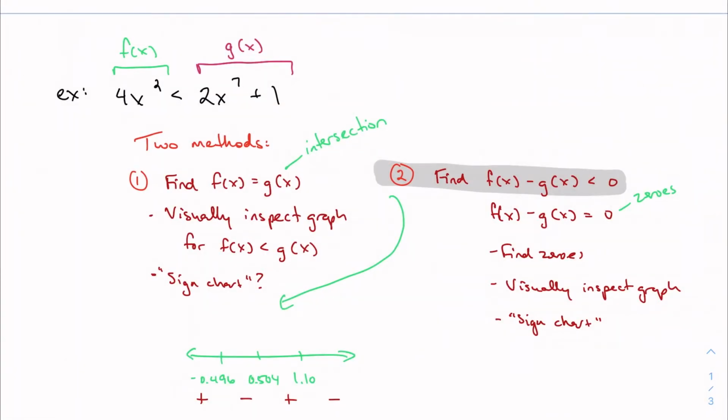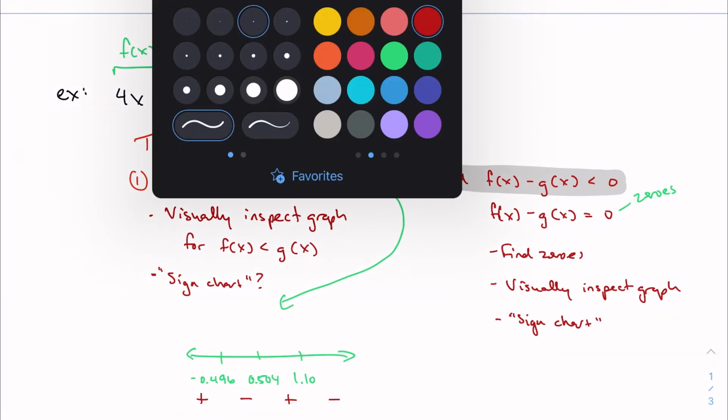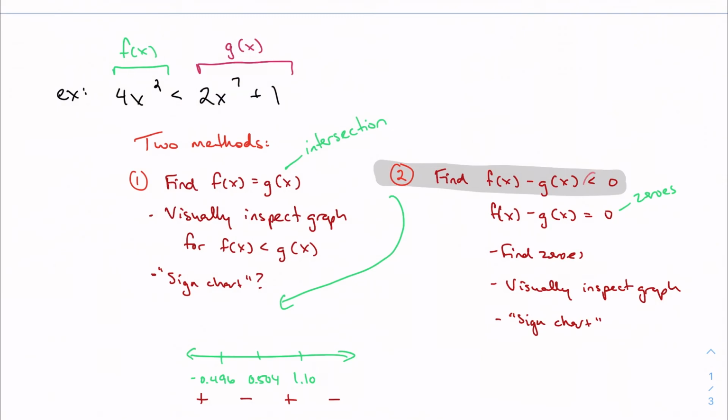Really quickly, one last thing. If you're the type that still wants to organize this on a sign chart, you can see that I've done that down here. I've taken my 3 zeros, listed them on the number line, and I've already done this just by visual inspection of the graph. Just by looking at the graph, which intervals produce positive function values and which produce negative function values. And since I'm curious in this case just about the negative function values, because I want less than 0, then of course my solution set, my interval, would be given as follows, just like this.